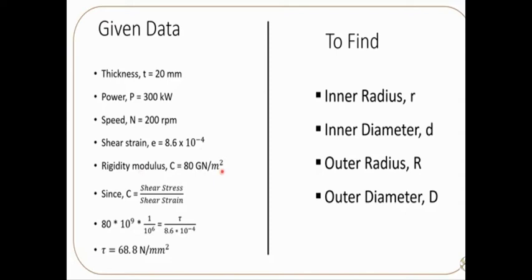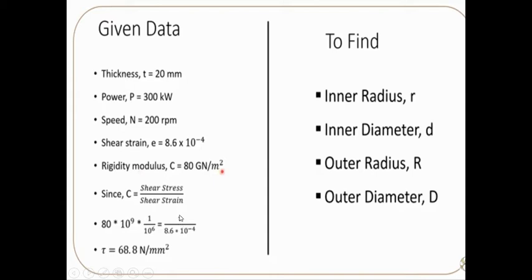Now we write the formula for modulus of rigidity. C is equal to shear stress by shear strain. We have to convert giganewton per meter square to Newton per millimeter square. So 80 into 10 power 9, the giganewton is converted, into 1 divided by 10 power 6, so that meter square is converted to millimeter square.